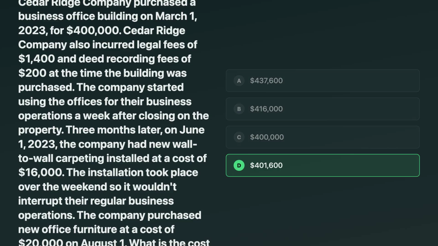The correct answer is $401,600. The building's cost basis includes the purchase price plus acquisition and settlement costs, $400,000 plus $1,400 legal plus $200 recording. The carpeting was installed after the building was placed in service, so it's generally a separate depreciable improvement, not part of the building's original cost basis. The furniture is also a separate asset, which makes $416,000 a very tempting wrong choice.